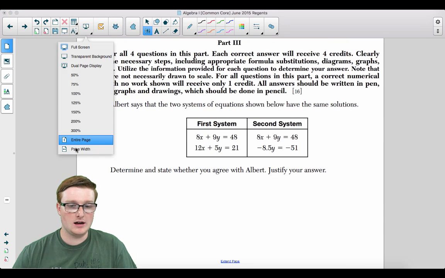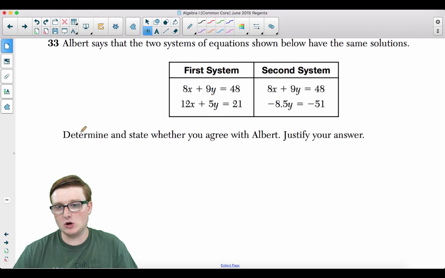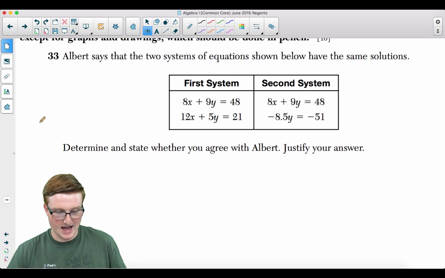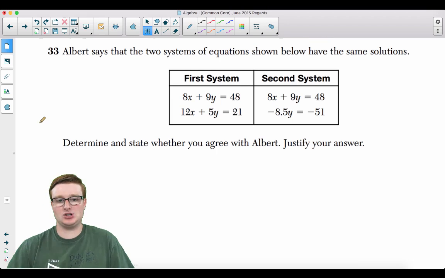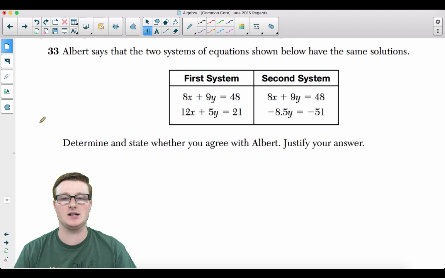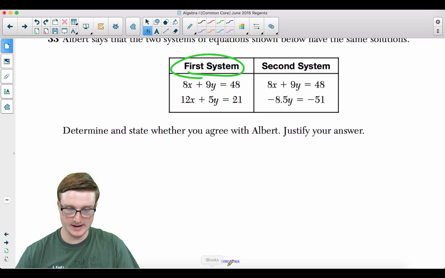All right, 33 says, Albert says that the two systems of equations shown below have the same solutions. Determine and state whether you agree with Albert. Justify your answer. So this is going to take a little bit of time just to complete the process. Now, I'm going to try the first system down below, okay?